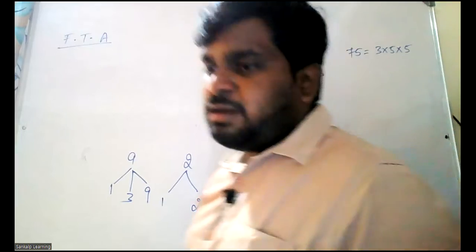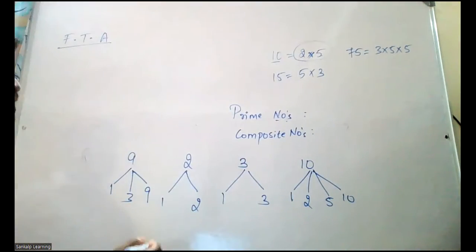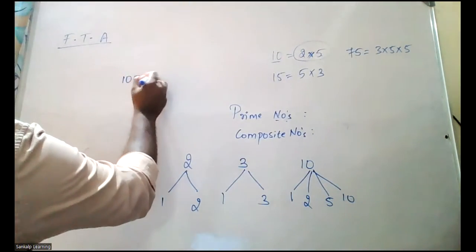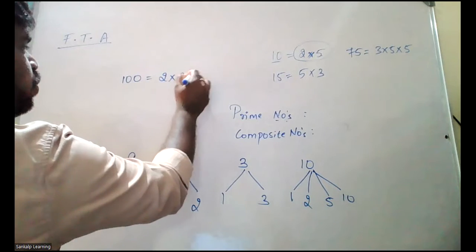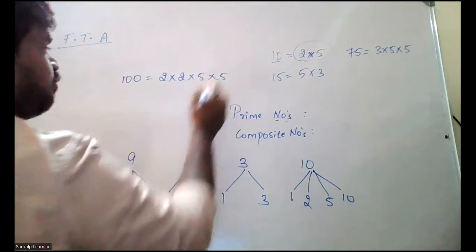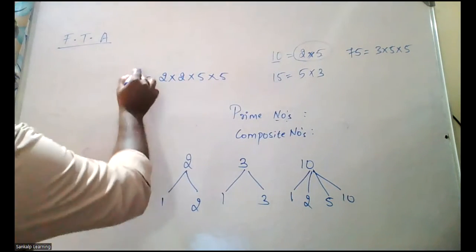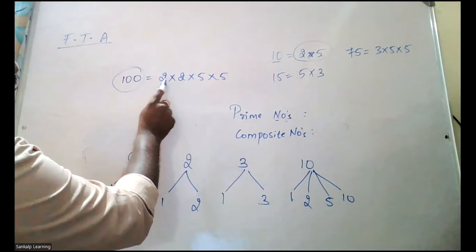You take any composite number. Let's take 100. It can be written as 2 into 2 into 5 into 5. This is a composite number. What have we got?